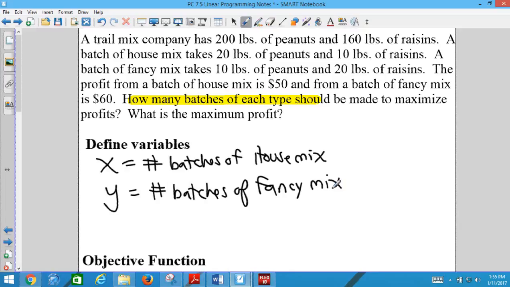There is one more variable that I'm going to include. There's not a blank for it, so I'll just put it off to the side. But it's for the second question, what is the maximum profit? So I'm just going to call P the profit in dollars, because that is another thing I will be finding.